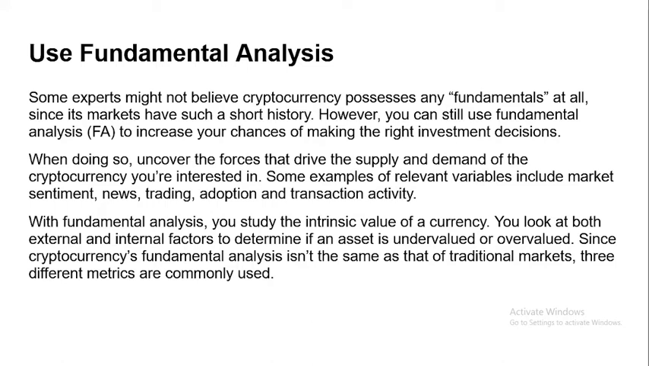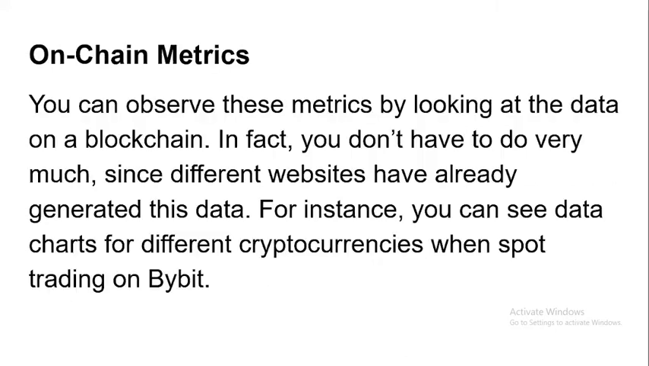So with fundamental analysis, you study the intrinsic value of a currency. You look at both external and internal factors to determine if an asset is undervalued or overvalued. Since cryptocurrency's fundamental analysis isn't the same as that of traditional markets, three different metrics are commonly used. So there's on-chain metrics. You can observe these metrics by looking at data on a blockchain. In fact, you don't have to do very much since different websites have already generated this data. For instance, you can see data charts for different cryptocurrencies when spot trading on Bybit.